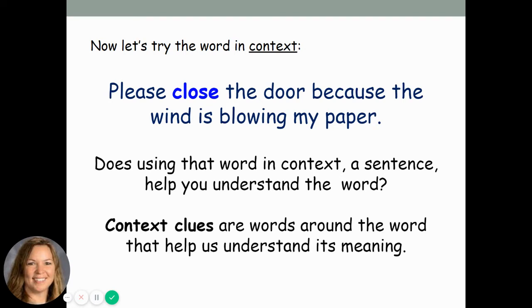Context clues are words around the word that help us understand its meaning. So the words around the word close, please close the door because the wind is blowing my paper, tells us that close has something to do with the door, and it's to stop the wind from blowing my paper. So close means to shut.